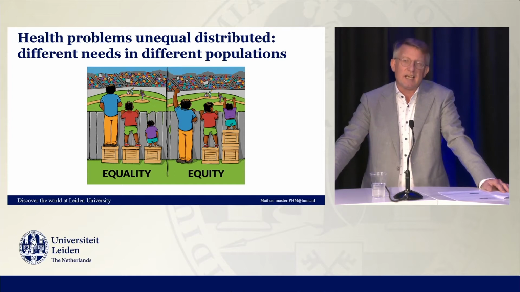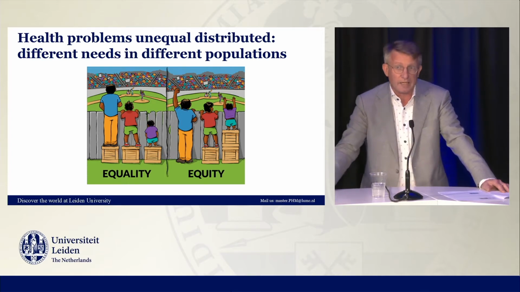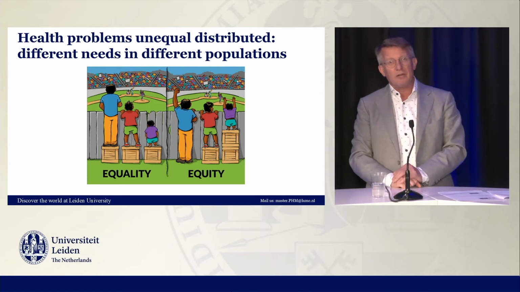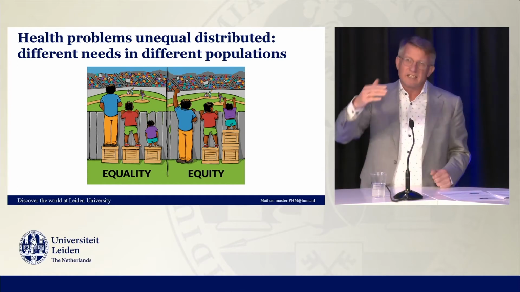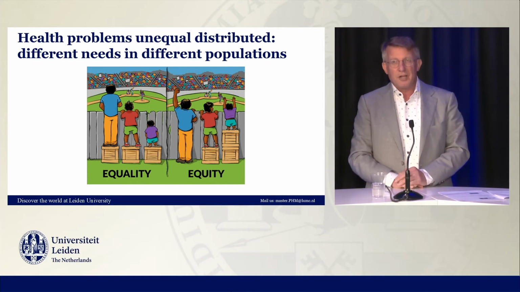We see that health problems are unequally distributed in the population. Like you see in this picture, we have tall guys, medium guys and small guys, and they all want to look over the fence at that baseball game. That's the same in healthcare. What does a guy over there need to get a glance of the game that he wants to look at? Then you see that the small one needs more than the tall one.